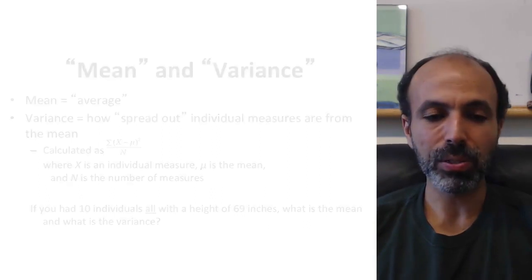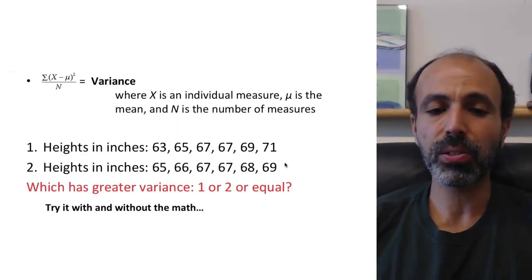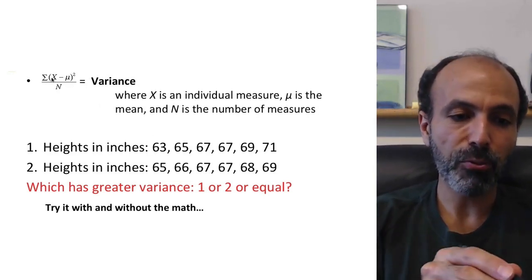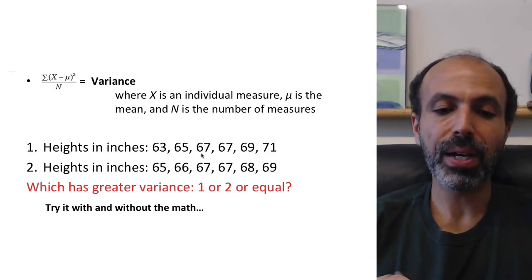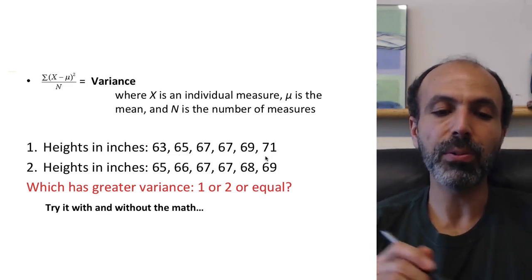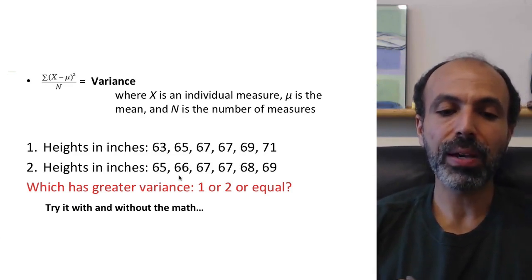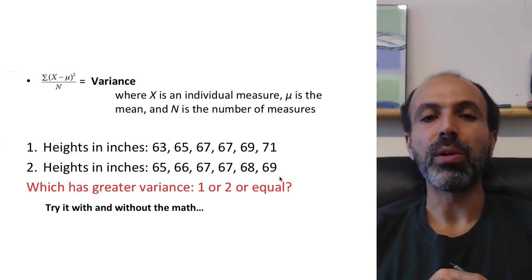Let me give you a few others. Here are two sets of measures. Let's say these are, again, heights of people in a classroom and height in inches. And I have the formula here in case you want to refer back to it. So in classroom 1, 63, 65, 67, 67, 69, 71. Those are the heights you see. For classroom number 2, 65, 66, 67, 67, 68, 69. Which one has greater variance?